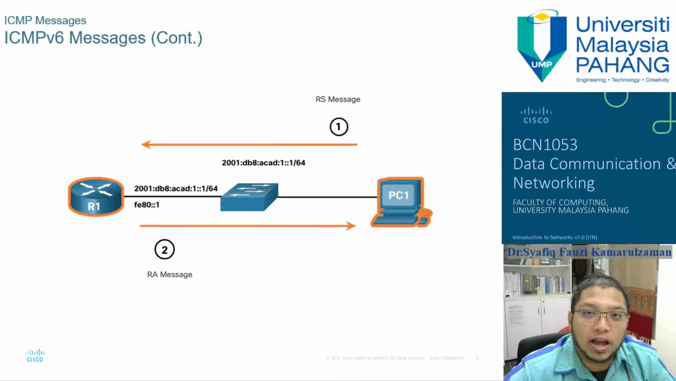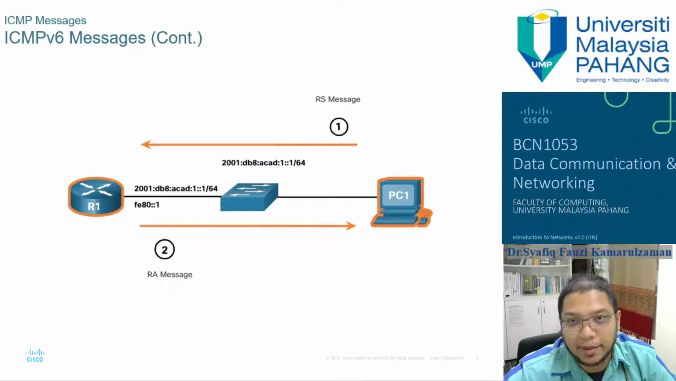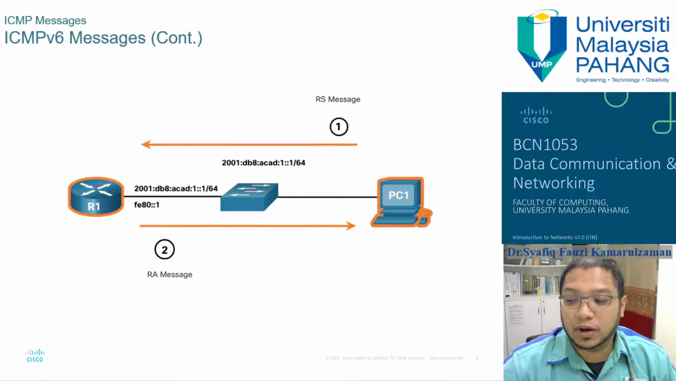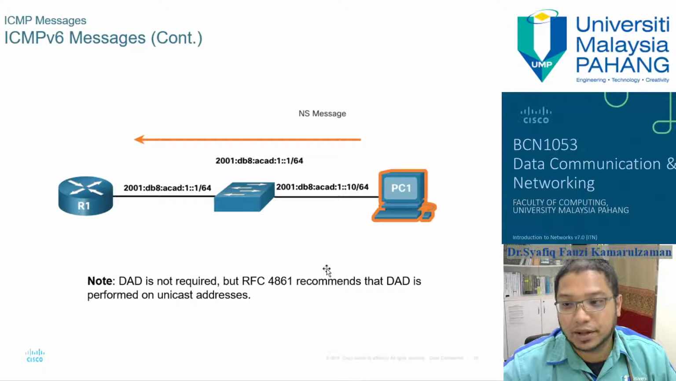"Hi, all IPv6 enabled devices. I am R1 and you can use SLAAC to create an IPv6 global unicast address. The prefix is this address, which is the gateway address of this router. And in case you are using my link local address, this is your default gateway. Use the link local address as your default gateway." So this is one of the things happening between the RS and the RA.